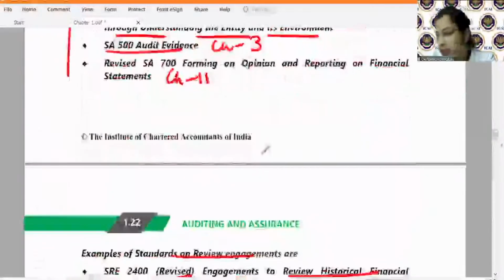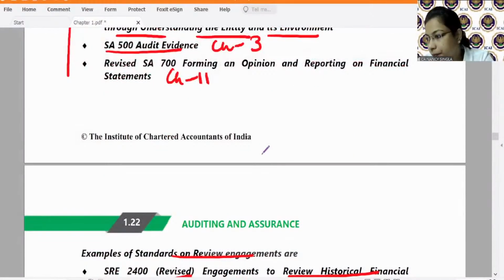So is it clear, Mr. Harish? Whose doubt was it? Sharan.